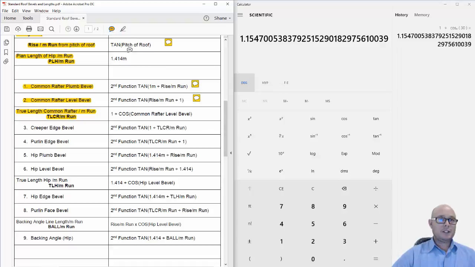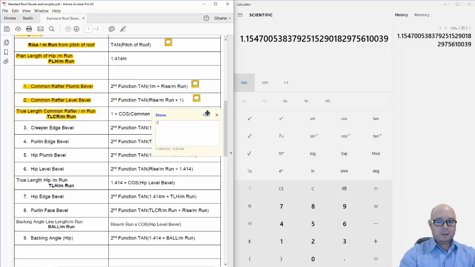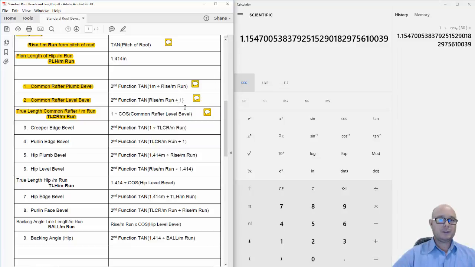Okay, so I just take a sticky note and I'll put the answer there so I can refer back to it for the next calculation. And the answer will be 1.155, and that's in metres. I'll just clear that.